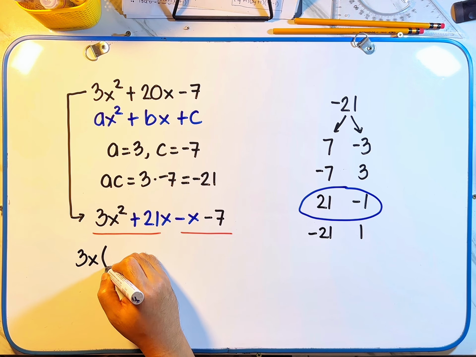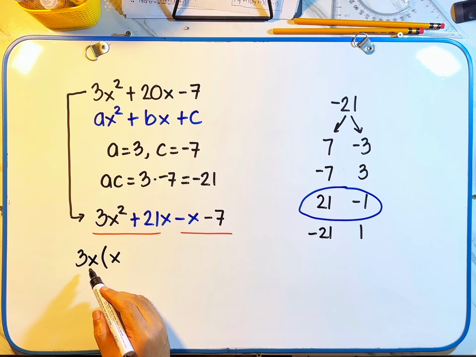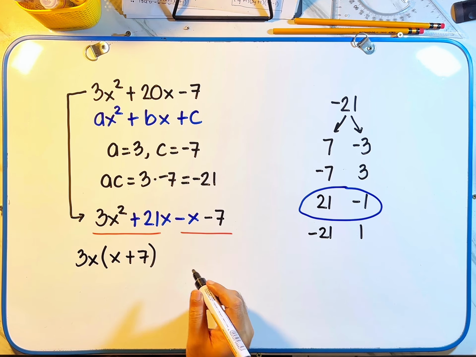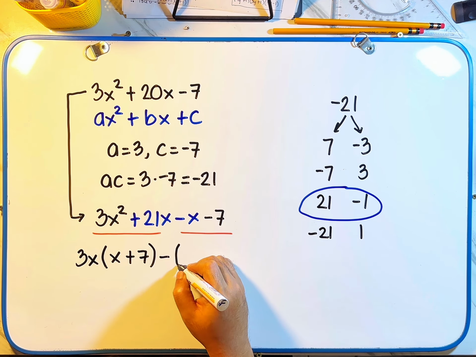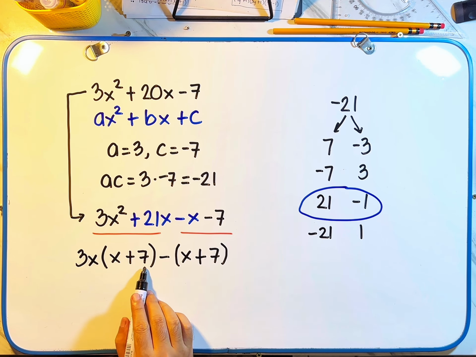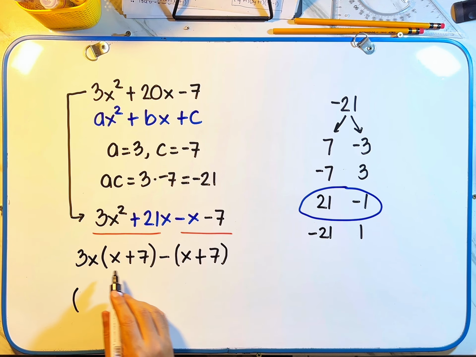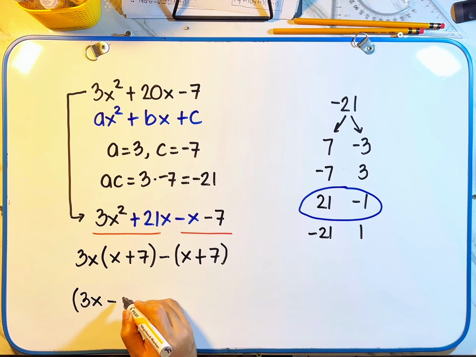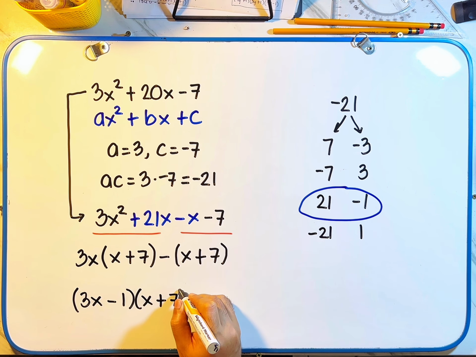3x squared divided by 3x is simply x. 21x divided by 3x is 7. For the second group, the GCF is negative 1, or simply negative. So we have x plus 7. We have x plus 7 as common factor. Therefore, the factored form is 3x minus 1, there's a 1 here, times x plus 7.